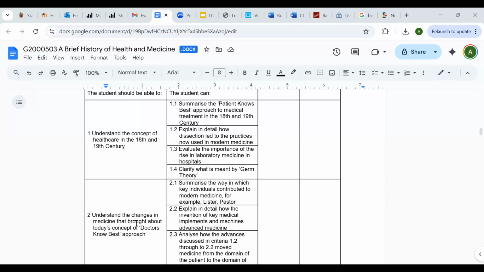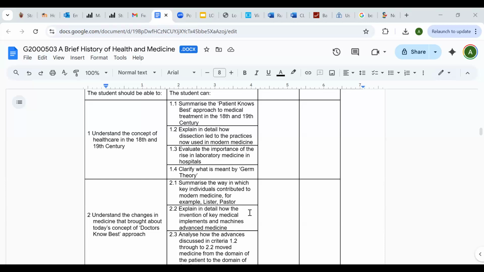The second is to understand the changes in medicine that brought about today's concept of doctors know best. So initially it was patients know best. Now it is the doctors know best approach. So here we go on to summarize the way in which the key individuals contributed to modern medicine, and then to explain in detail how the invention of key medical implements and machines advanced the field of medicine.